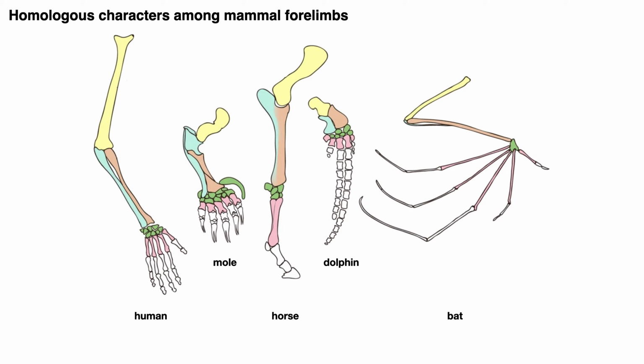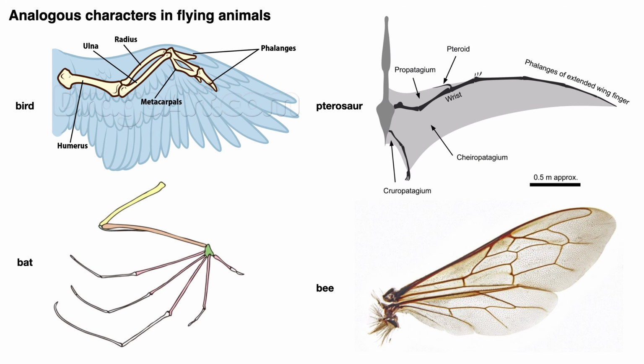So for systematic work today, we do our best to find homologous characters so that we can compare them across different groups of living things. Now, what's not a homologous character? There are other ones we call analogs, analogous characters.